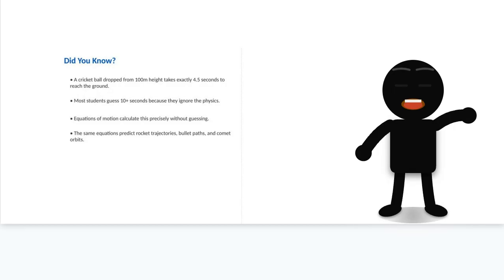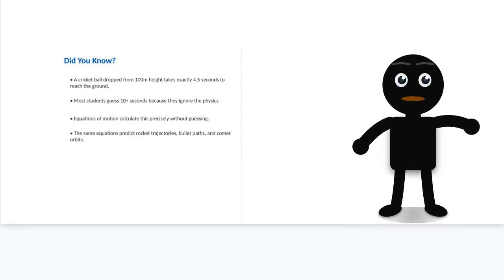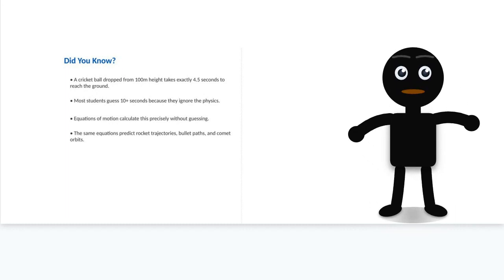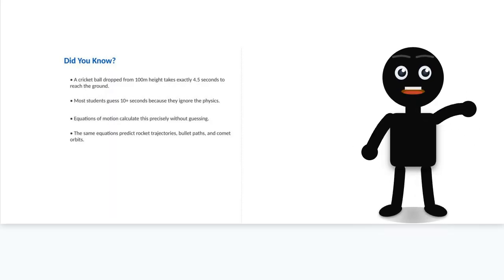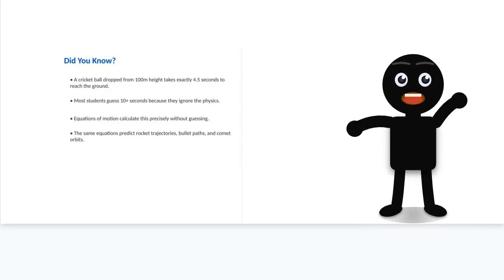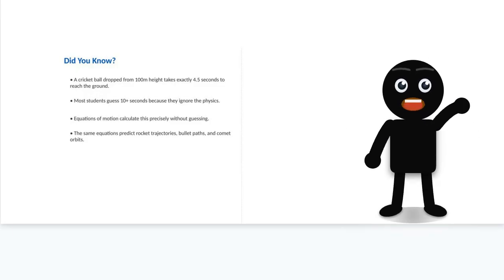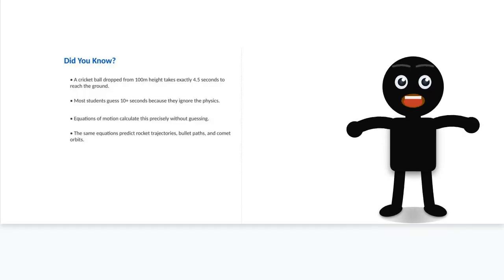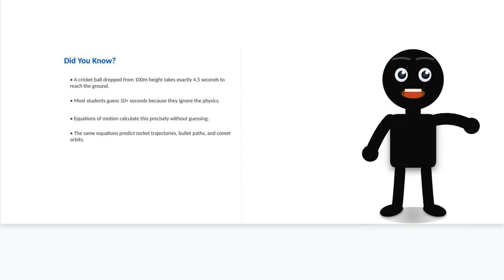Here are 4 facts that show you why equations of motion matter. A cricket ball dropped from a 100-meter building takes exactly 4.5 seconds to hit the ground. Most students guess 10 or more seconds, but physics gives the exact answer. Police accident investigators use these exact equations to figure out how fast a car was traveling before it crashed. Engineers use them to design safe braking systems for trains and cars. And the same equations that predict a falling ball also predict planetary orbits and comet trajectories. This is one set of equations that builds everything.